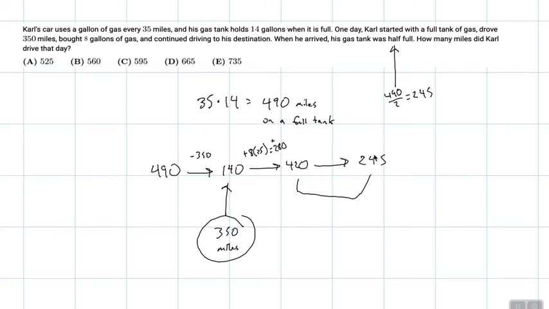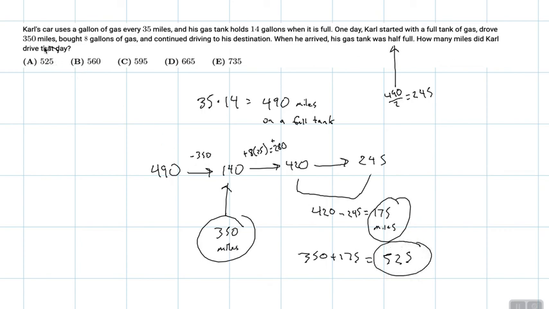To get to 245 miles on the tank, we just do 420 minus 245. And so we get that the difference here is 175 miles from there to there. So the total miles driven is this 350 plus 175. Total miles driven is 525 miles. So the answer is choice A.